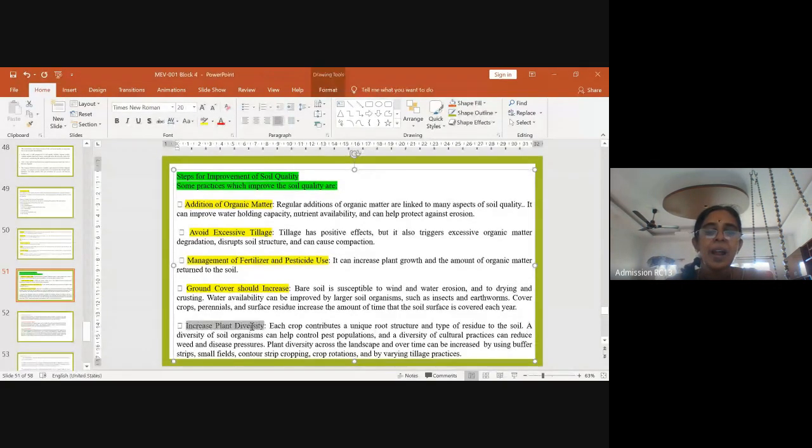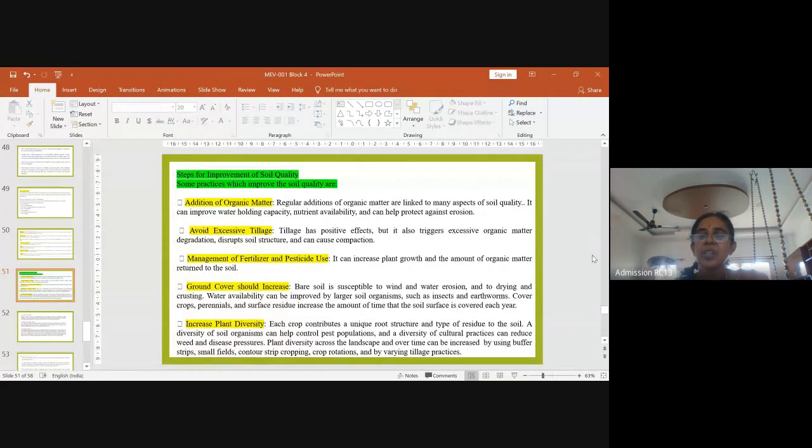Increase in plant diversity. So each crop contributes a unique root structure and type of residue to the soil. See, plants do not have an excretory system. So it is exuded out through various parts of the plant body, especially through the roots. Attracted by these nutrients which are released through the roots, a number of soil organisms come and attach to these substances, and this zone is called the rhizosphere region.